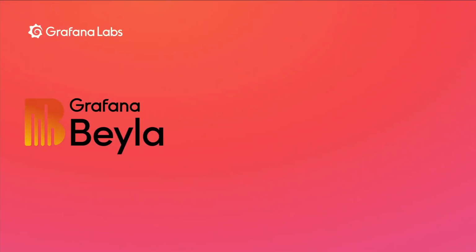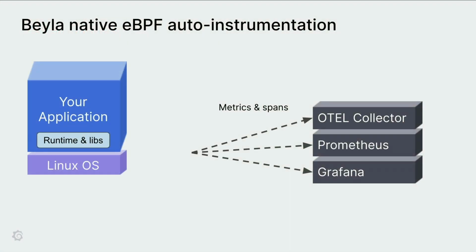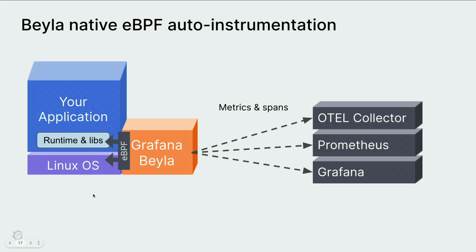What is Grafana Beyla? I don't really know how to pronounce it. Grafana Beyla allows you to instrument your application, like this automatic telemetry layer we saw previously to instrument Python, directly using eBPF. So when you run Grafana Beyla as a process in your host, it can inspect the runtime and libraries of your application, and also some events in the Linux operating system.